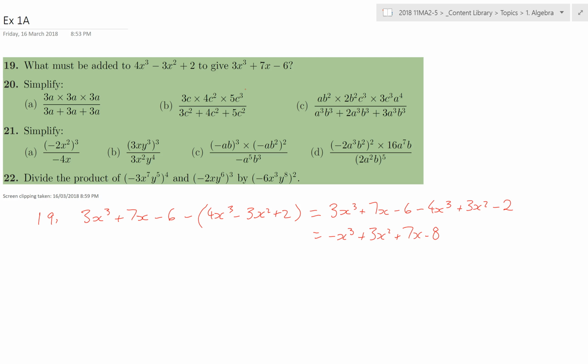If I add that, I'm going to end up taking one of the x cubes away, which gives me 3x cubes. I am going to cancel out all of those x squareds because this doesn't have any x squared, so I add the same amount there. To get the 7x, I've got to add a 7x in here, and to turn the 2 into a negative 6, I take 8 away. So that's a nice mathematical way of working that out, by writing this expression, by subtracting and distributing and collecting like terms. Lovely.